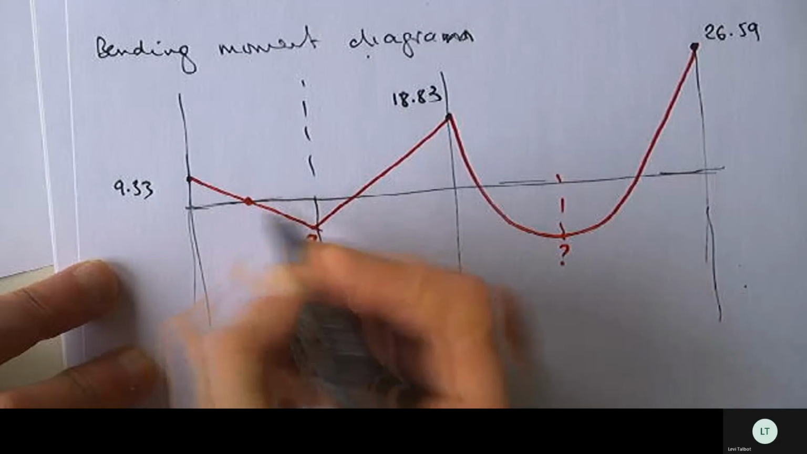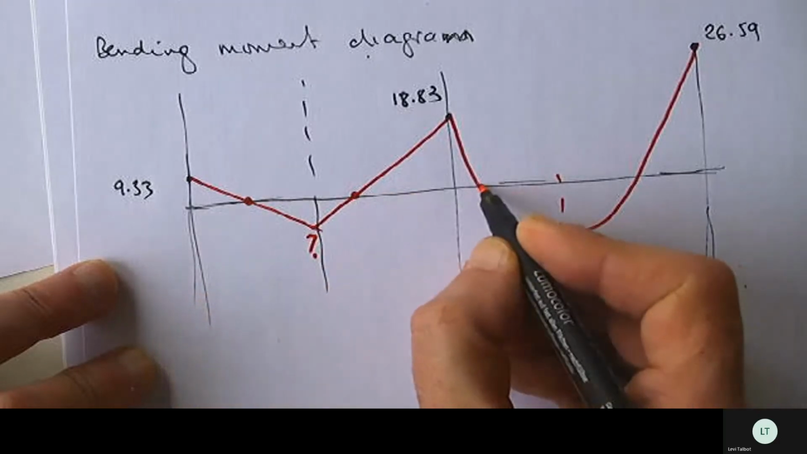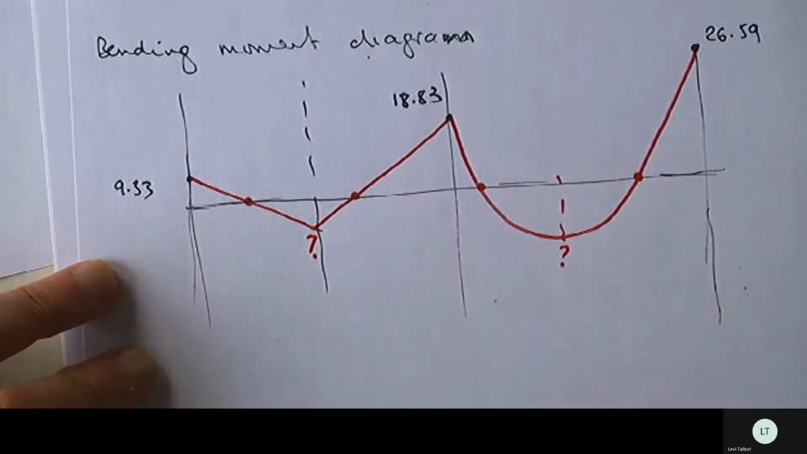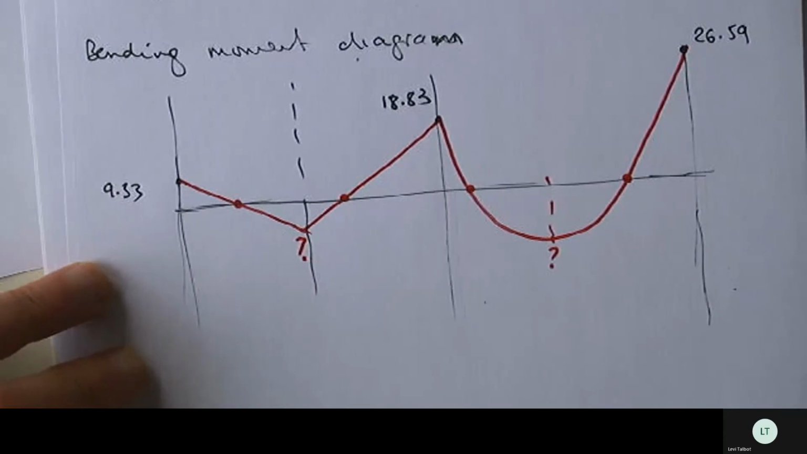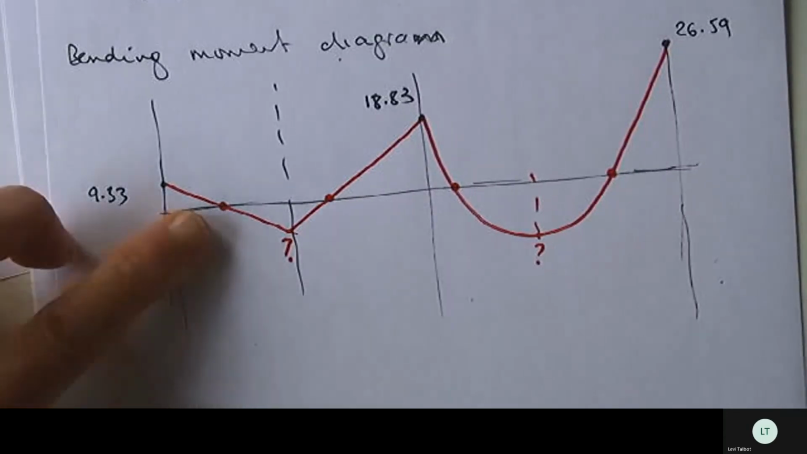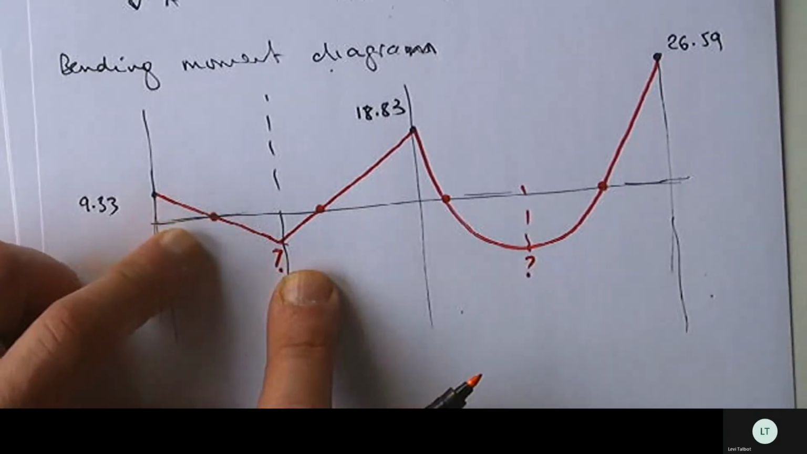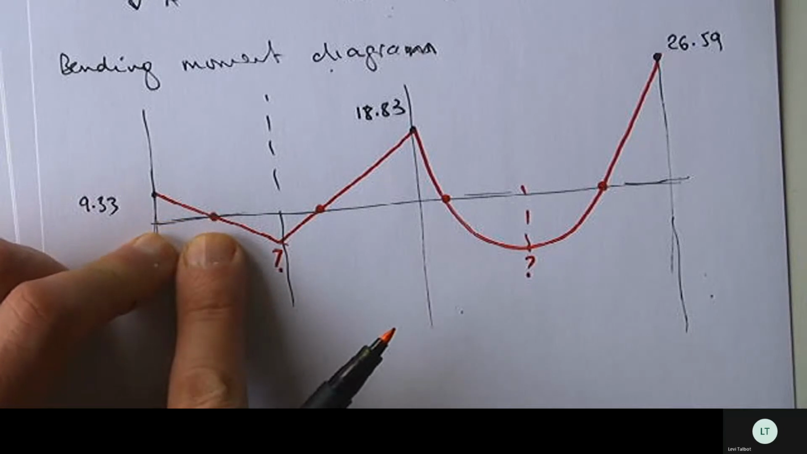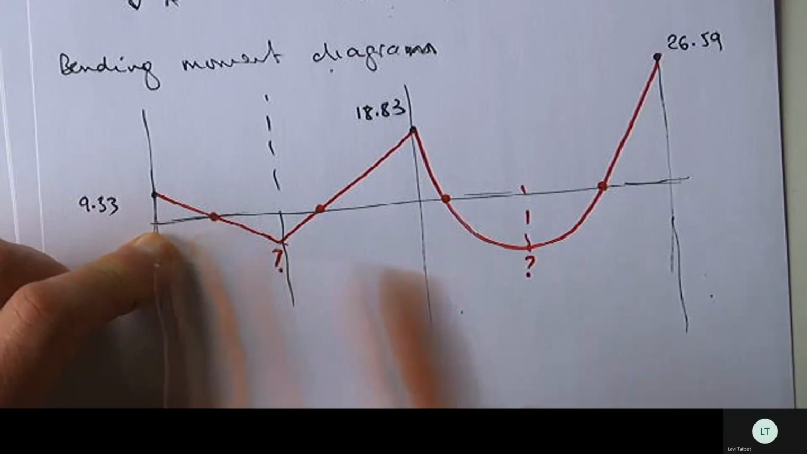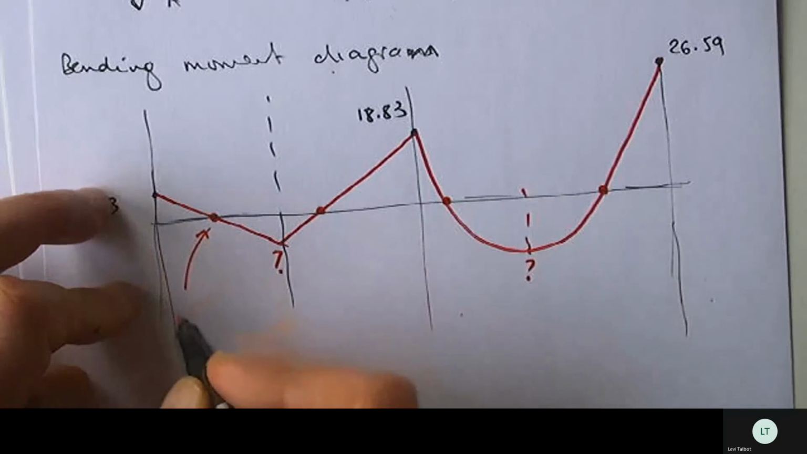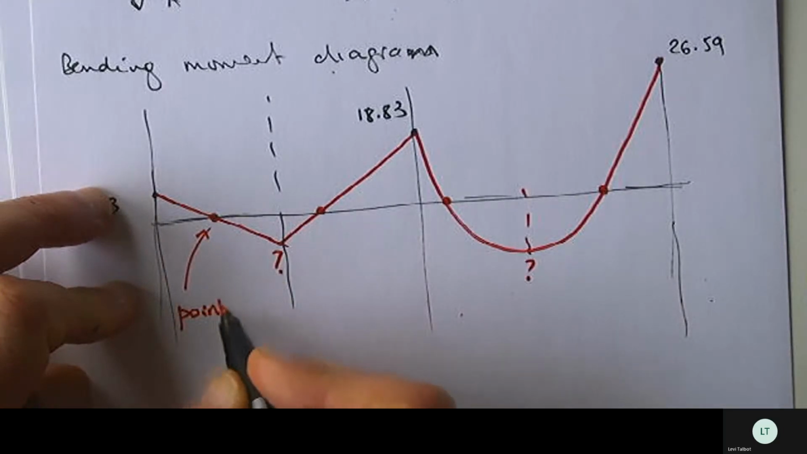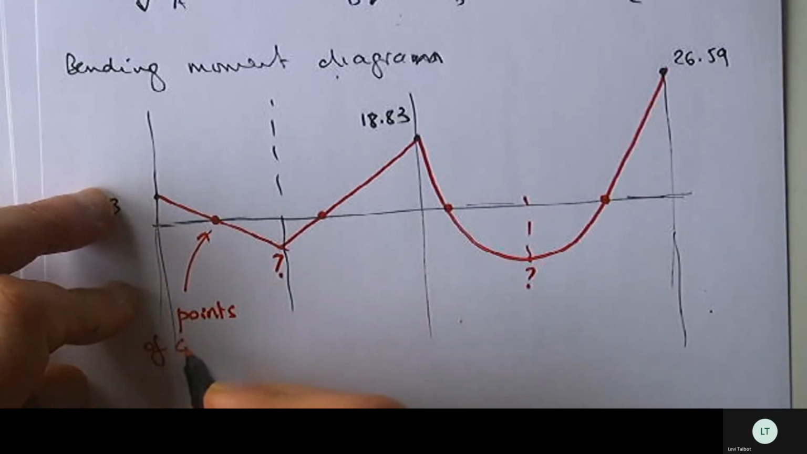What do we call these points here? Any idea? These are the points of maximum moment. What do we call the points where the bending moment is 0? We call them points of contraflexion.